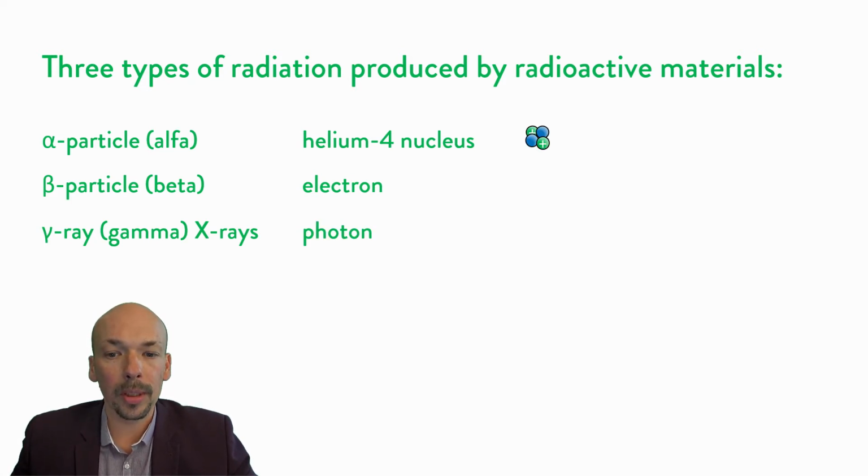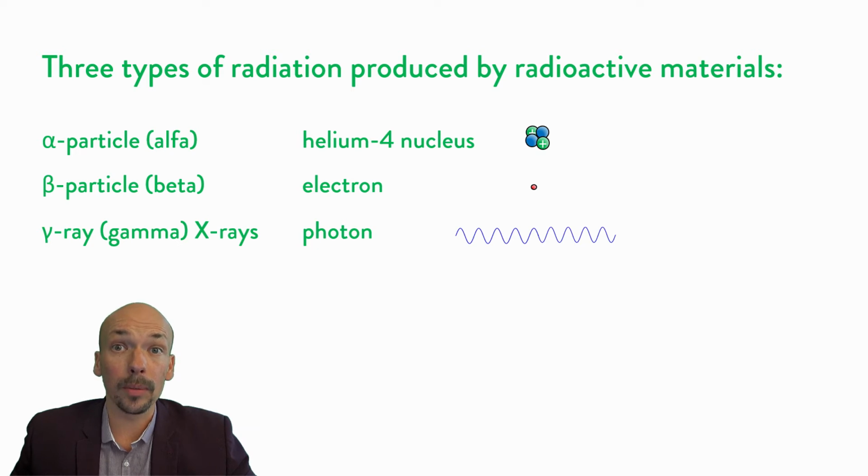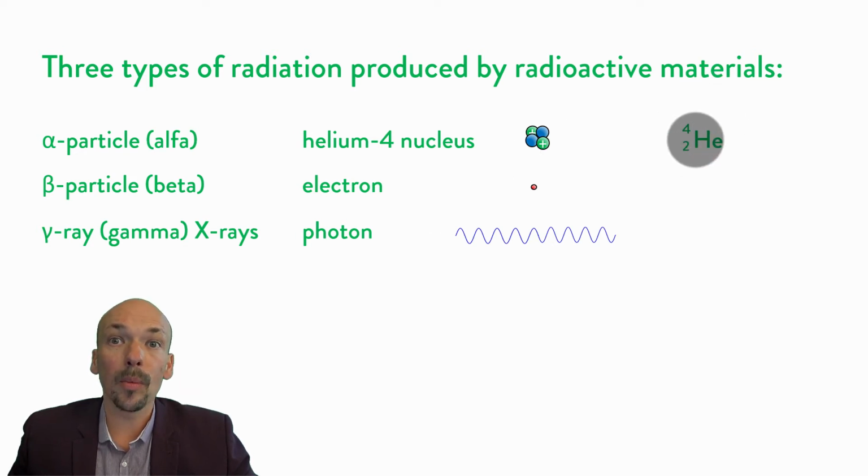The helium-4 nucleus has 2 protons and 2 neutrons, the electron is just one electron and the photon is just a photon. Or in other words, a package of energy which has a certain wavelength. But no mass. The correct notation for the alpha particle is 4,2 helium. This is the notation we will use in the decay equations.